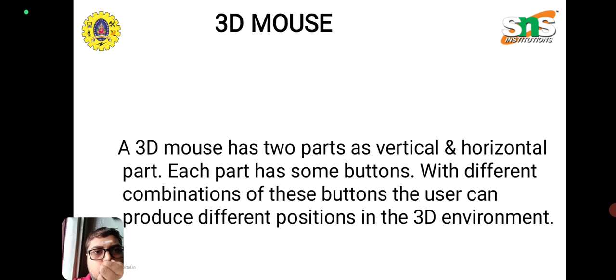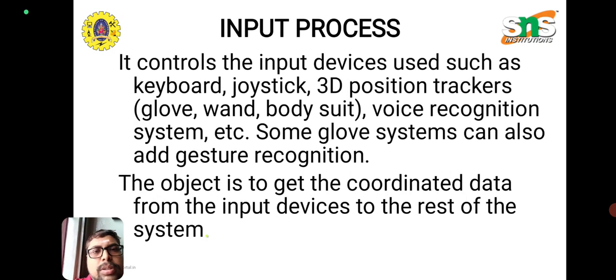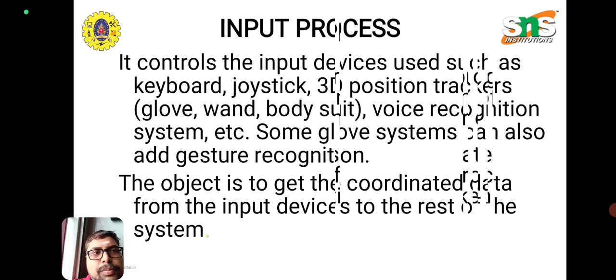Next, we have the 3D mouse. This 3D mouse has two parts, a vertical and a horizontal part. Each part has some buttons, and with different combinations of these buttons the user can produce different positions in the 3D environment. Next, it controls input devices such as keyboard, joystick, 3D position trackers, glove, body suit, voice recognition system, etc. Some gloves can also add gesture recognition. The objective is to get coordinated data from input devices to the rest of the system.